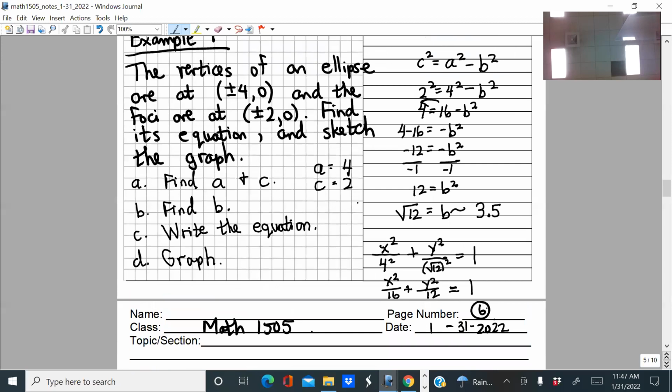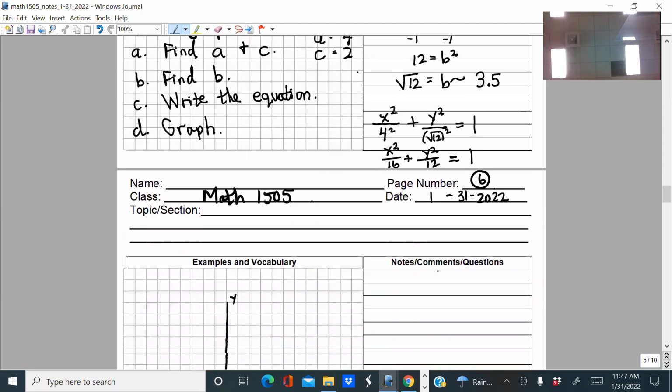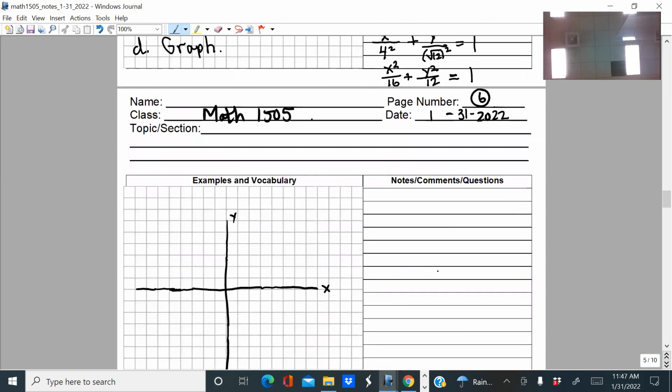That's right. If the vertices were on the y-axis, then the a goes under y. Let's see. We can graph this now really easily. So we know the vertices here are at 4 and minus 4, and the x-intercepts were at 3.5 and minus 3.5. And now you just have to draw your ellipse.